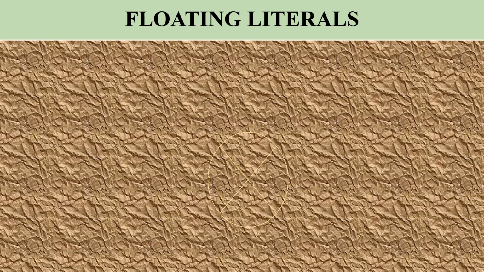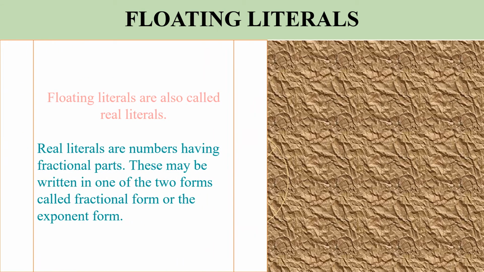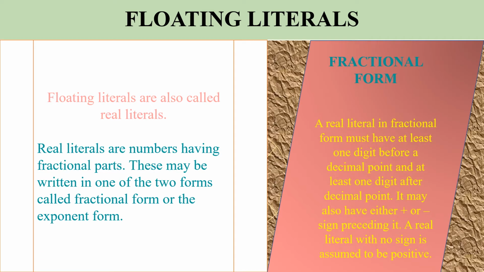So let's understand floating literals in detail. Floating literals are also called real literals. Real literals are the numbers having fractional parts. These may be written in one of two forms, either fractional form or exponent form. A real literal in fractional form must have at least one digit before the decimal point and one digit after the decimal point. It may also have either a positive or negative sign. A real literal with no sign is assumed to be positive.